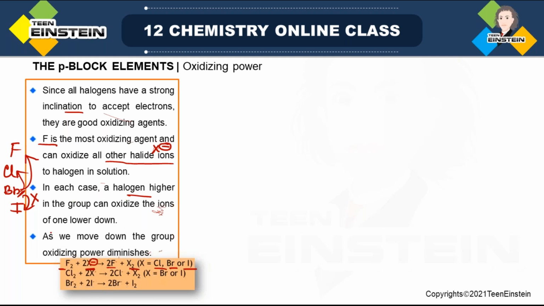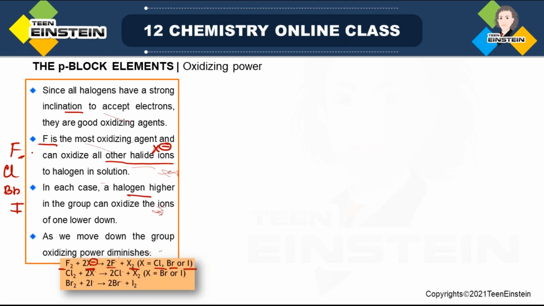Sorry, let me correct. I mean to say here, in each case, a halogen higher in the group can oxidize the ions of the lower down. Whatever I have said before is wrong. Actually, it is the reverse. So higher in the group, it can oxidize the ions of the lower down.